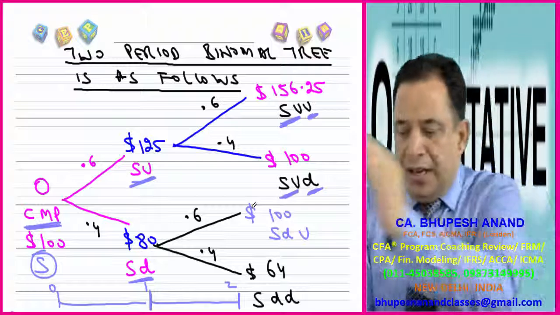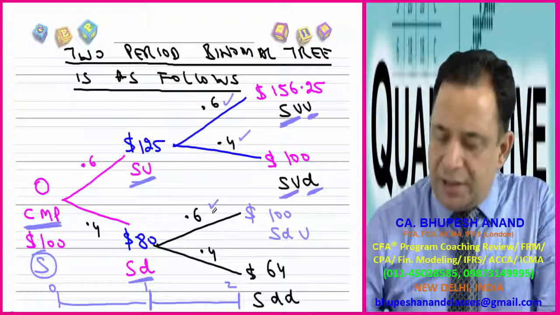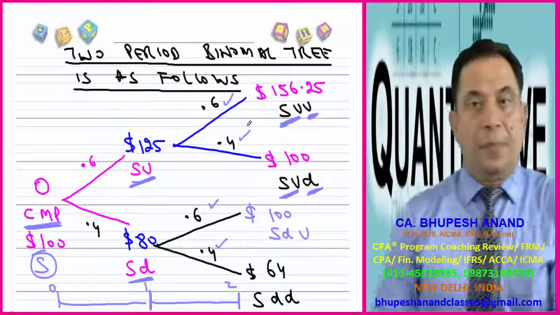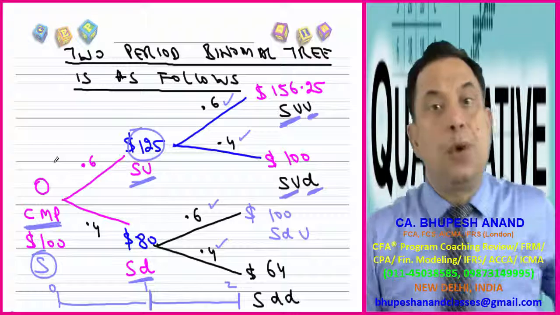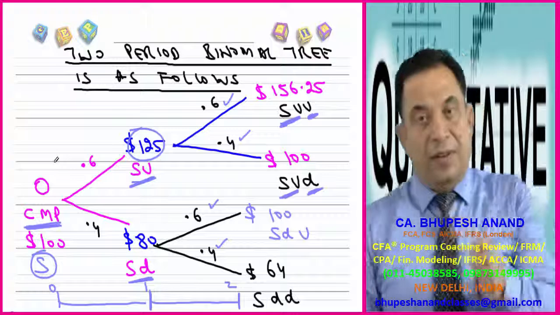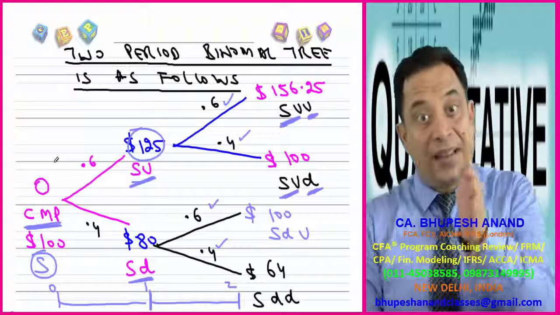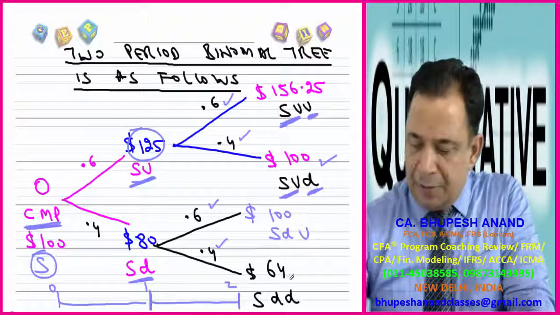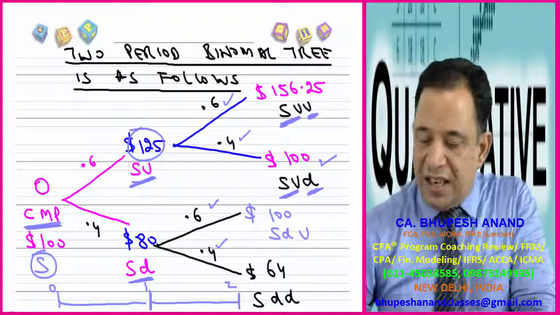SUU, SUD, SDU, SDD. The probabilities are 0.6, 0.4, 0.6, 0.4. And I have calculated 156.25. Please see how I have calculated it: again multiply 125 with 1.25, I get 156.25. If I multiply 125 with 0.8, because the downtick factor is 0.8, I get $100. Again the same concept will be here, and please write down SUU, SUD, SDU, SDD.